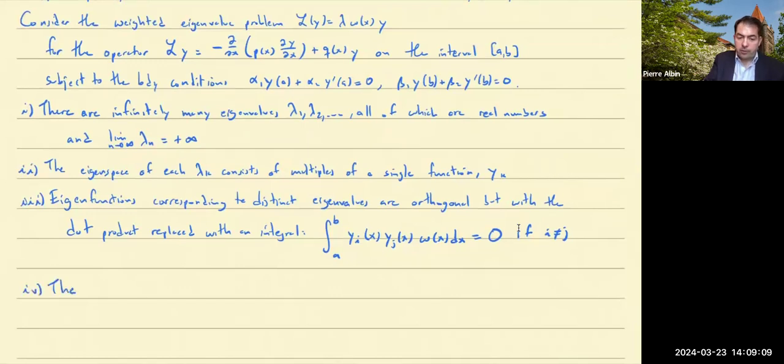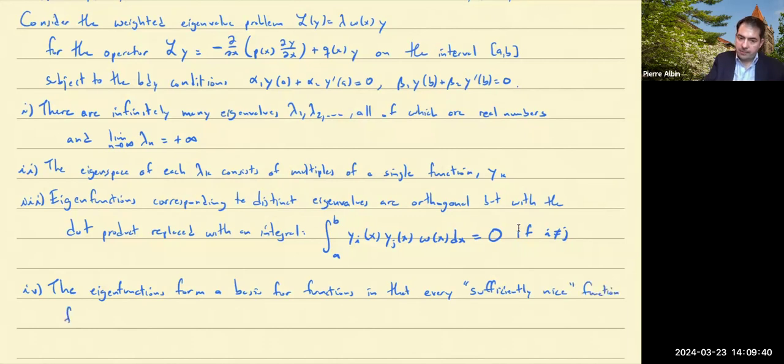And then the fourth conclusion is that the eigenfunctions form a basis for functions, in that every sufficiently nice function f can be written as an infinite linear combination: f is equal to the sum, j goes from 1 to infinity, alpha j y sub j, right? With these alpha j's just constants.